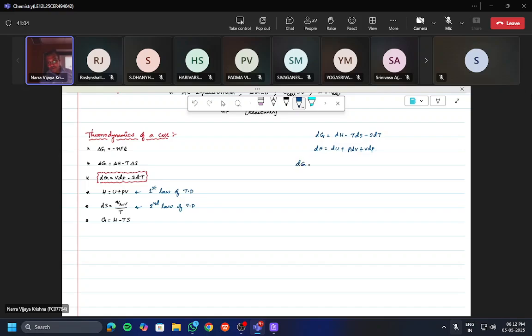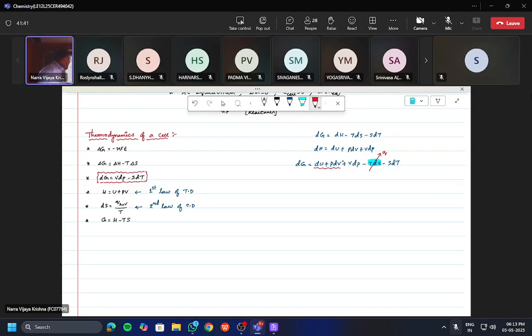Therefore, what is dG equal to? dU plus PdV plus VdP minus TdS minus SdT. Correct? Observe this equation. Bring this T to this side. TdS equal to, so I am writing this as Q. Correct?